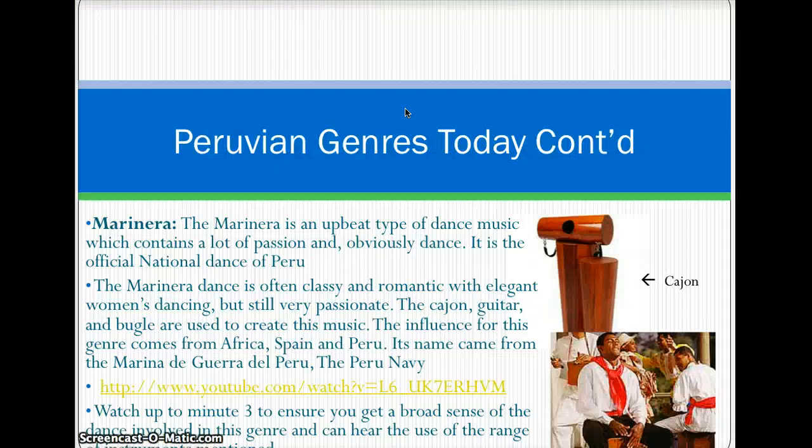The next genre that we're going to talk about is marinera. It is an upbeat type of dance music which contains a lot of passion and obviously dance. It is the official national dance of Peru.